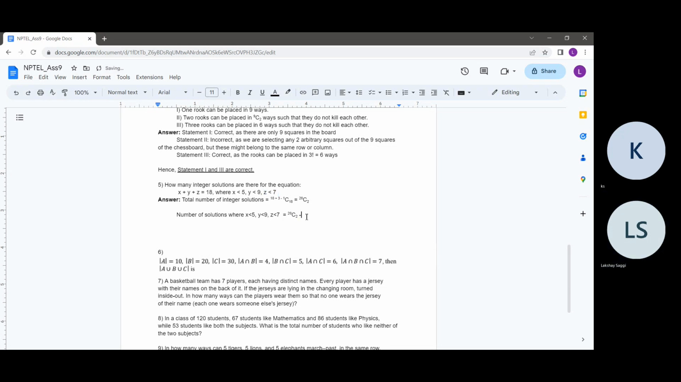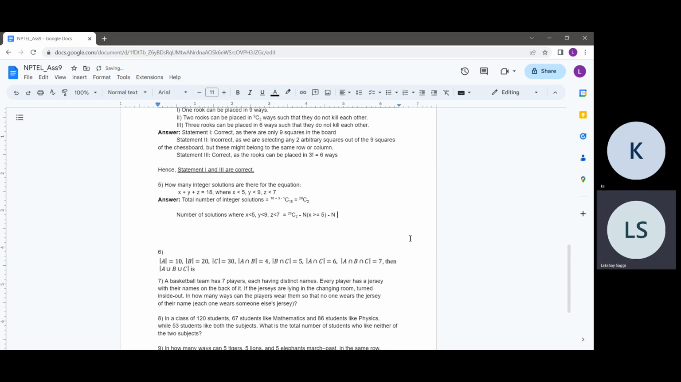So this will come out to nothing but... So first of all, I'll subtract from this 20C2 the number of solutions in which x is greater than or equal to 5. So this n of this will just denote the number of solutions where x is greater than or equal to 5.